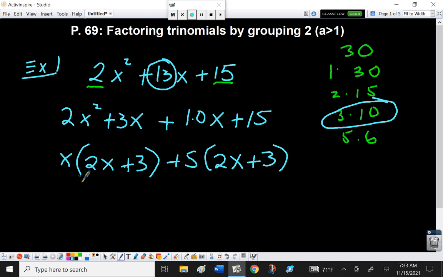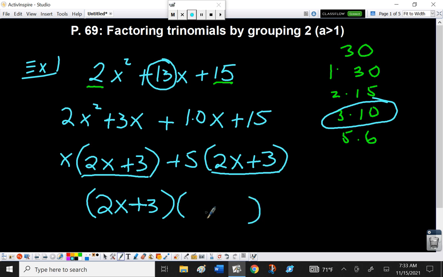Ladies and gentlemen, notice that we have the same factor in each one of these terms. So we're going to write that down. And whatever is not inside the parentheses is going to go inside this parenthesis. And this is our final answer. Let's proceed to the next example.